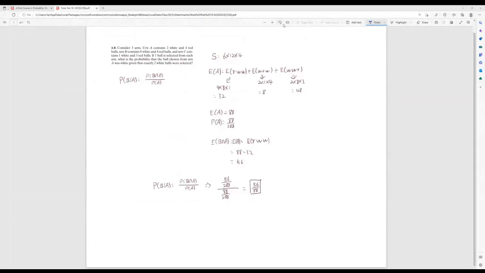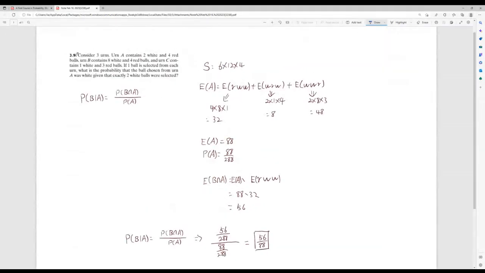Yes. This is question 9. Consider 3 urns. A contains 2 white and 4 rebels. And B contains 4 white and 4 rebels. And urn C contains 1 white and 3 rebels. If one vote is selected from each urn, what is the probability that the vote chosen from urn A was white given that exactly 2 white votes were selected?